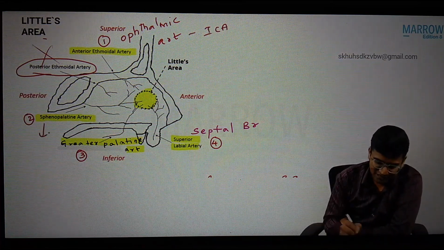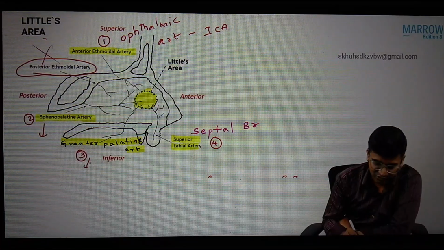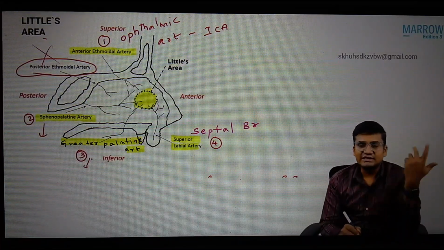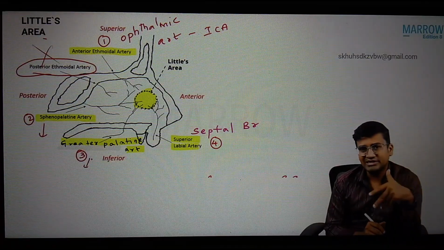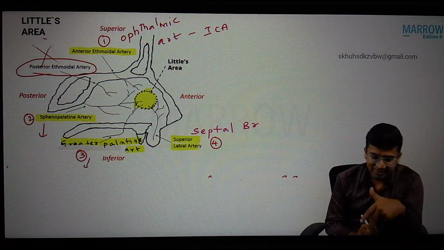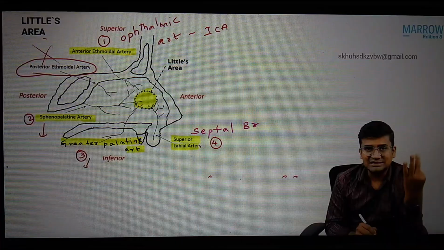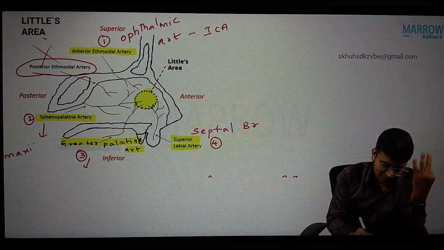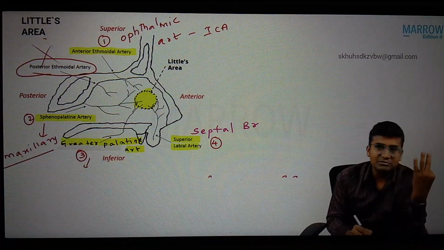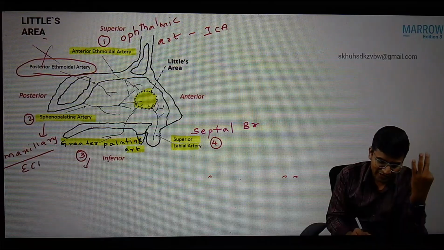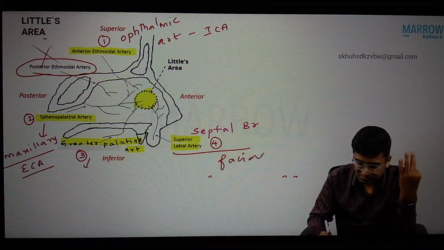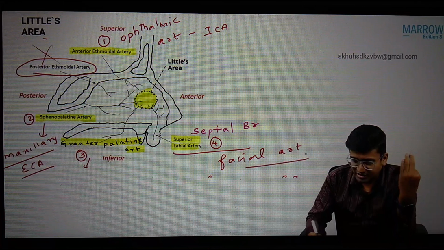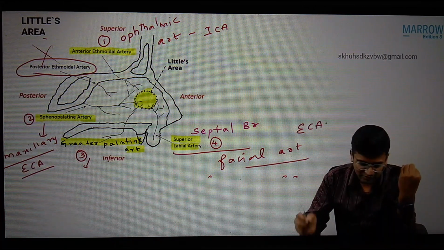Your sphenopalatine artery, greater palatine artery, I told you in the maxillary artery itself, in the sphenopalatine fossa topic discussion itself, we discussed the branches of maxillary artery. Now, greater palatine and sphenopalatine are branches from the third part of maxillary. So, maxillary artery is the terminal branch of external carotid artery. Again, superior labial artery, septal branch of facial artery, and facial artery is a branch of external carotid.